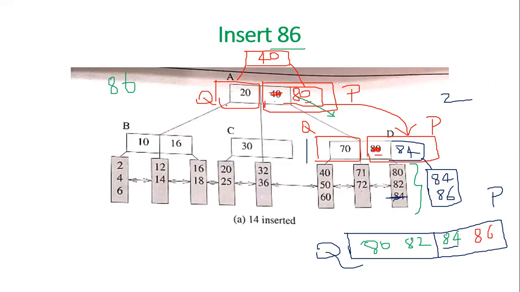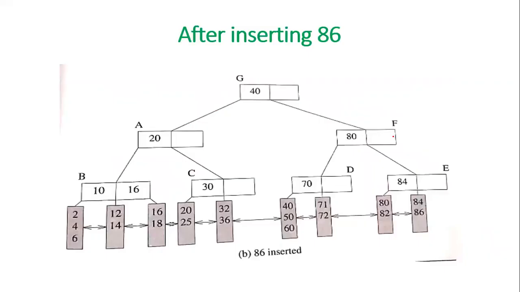Okay. To the left of 20 we'll have B. To the right of 20 we'll have C. This part is same. Okay. To the left of 80 we'll have 70. And to the right of 80 we'll have 84. So this is the updated tree after inserting 86.